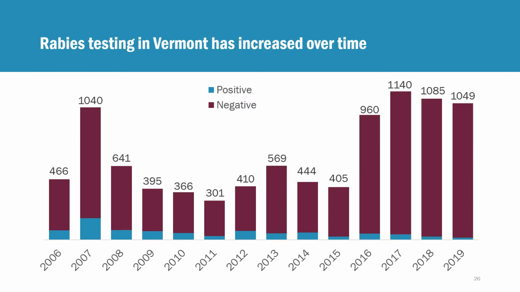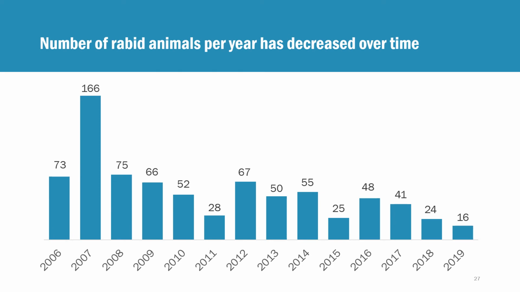This chart shows the total number of rabies tests performed at the health department laboratory since 2006. While the submissions have gone up, largely due to enhanced rabies surveillance in recent years, since 2016, the total positive, in blue, have gone down. And here are just the total positives over time, which you can see a little bit more clearly have decreased in more recent years.